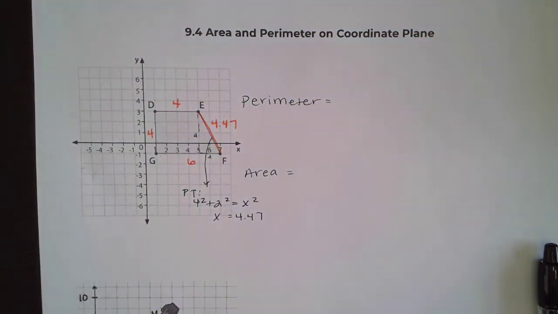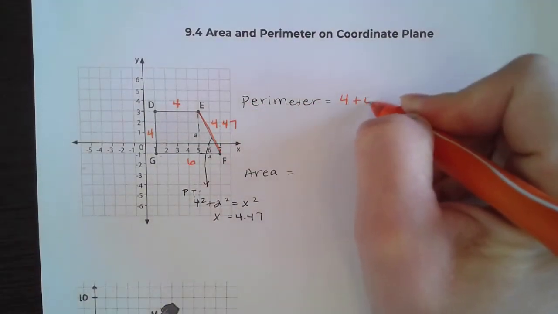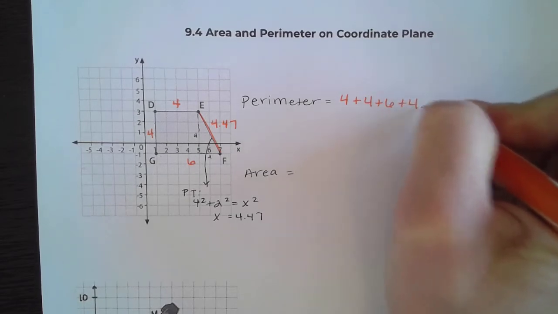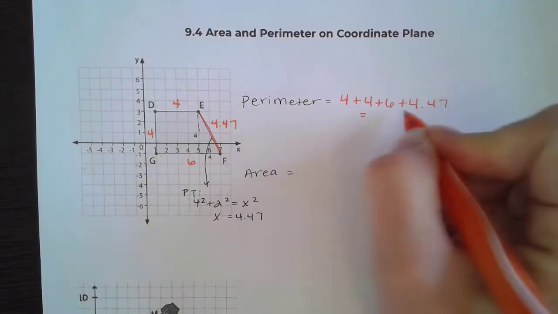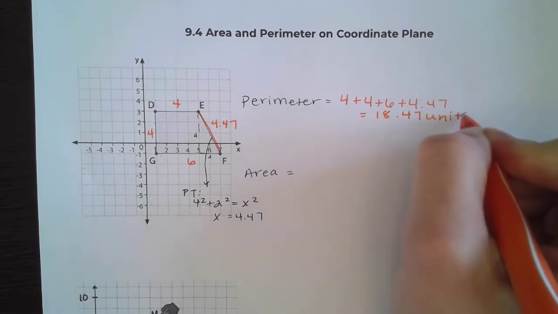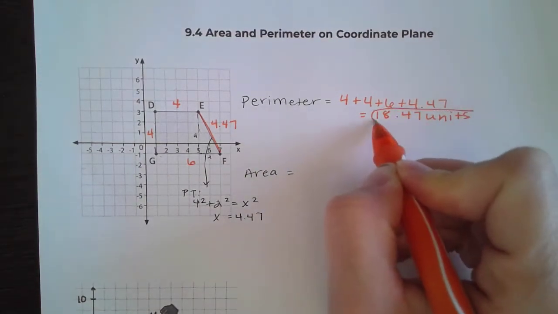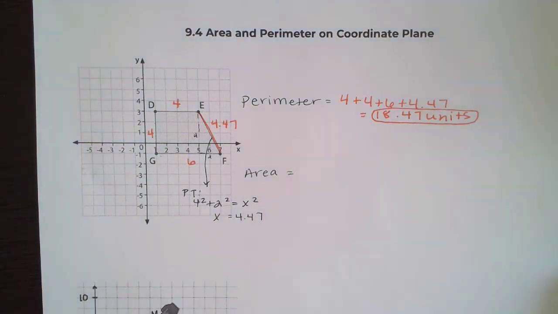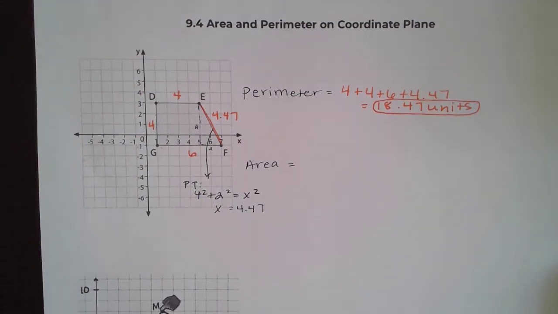So the perimeter is the easy one. The perimeter is everything added up. Plug that all in your calculator, 18.47. I'm going to use units. I mean, technically, because it's on a coordinate plane, you wouldn't necessarily need anything, but that's the perimeter. Hopefully you feel comfortable with that.